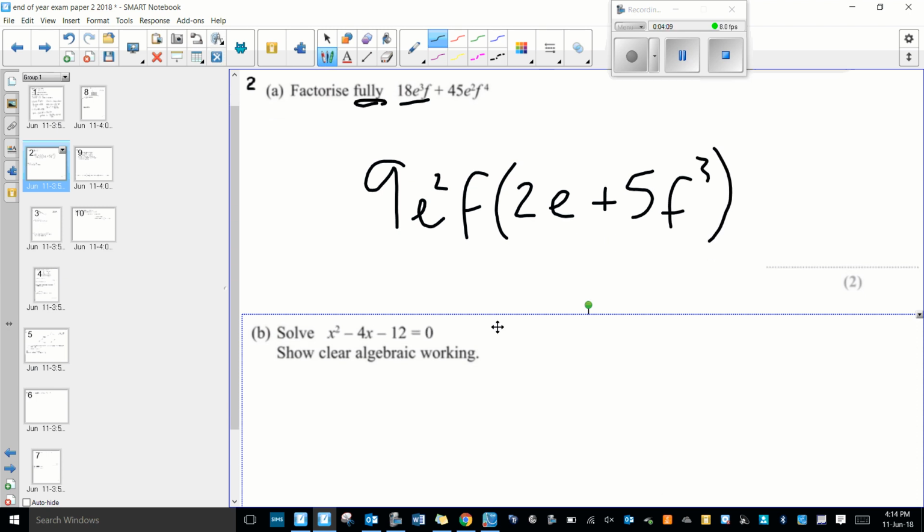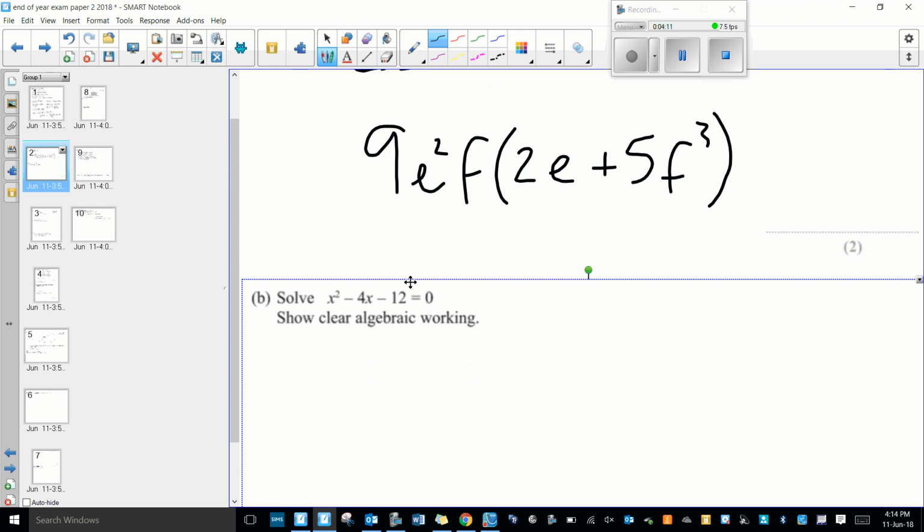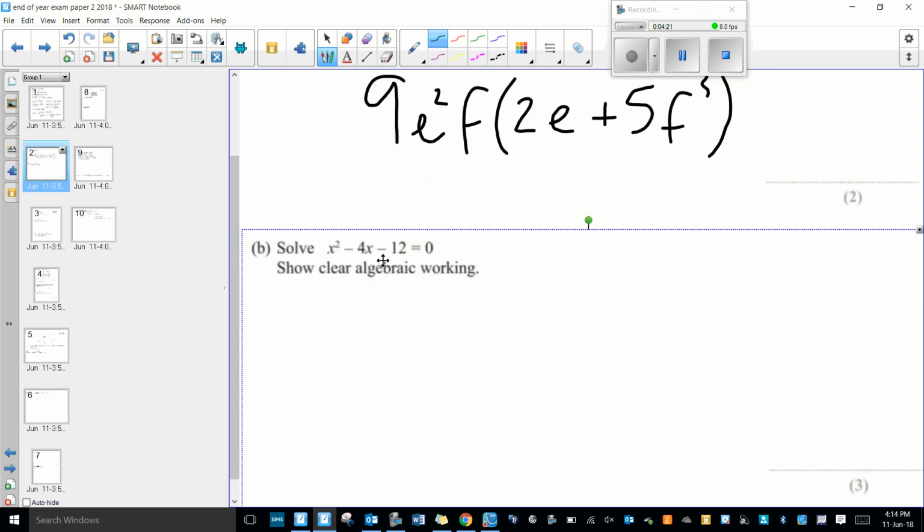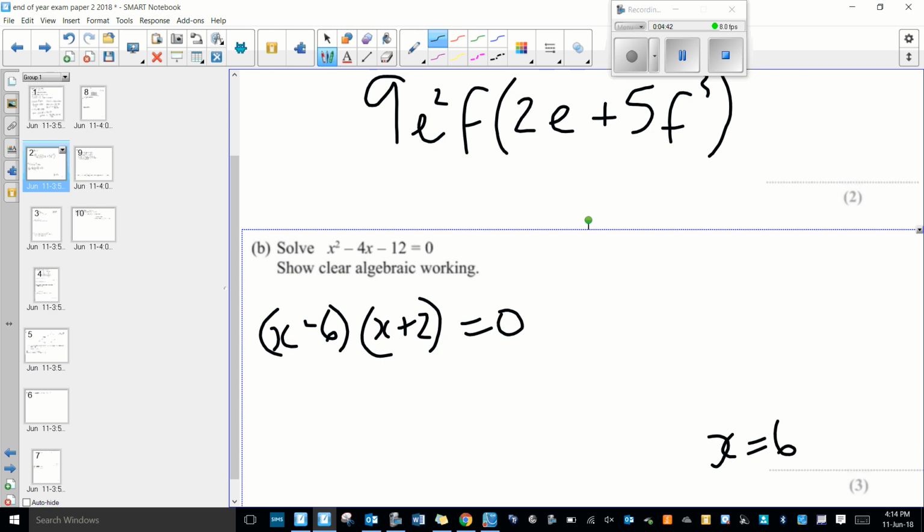Solve. It's a solving quadratic equation. This is paper 2, so we'll just have to fill the brain. Anyway, all right, so we're solving quadratic equations. You can try and factorize first, if you wish. Two numbers that multiply to give -12 and add to give -4, so that's -6 and +2. So I know that my two answers are x equals +6 or -2.